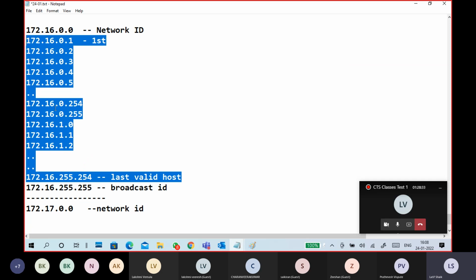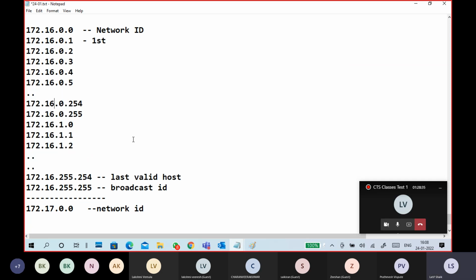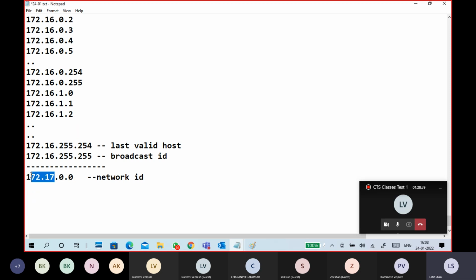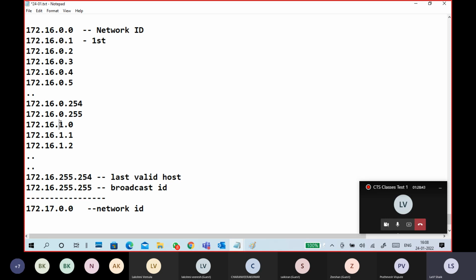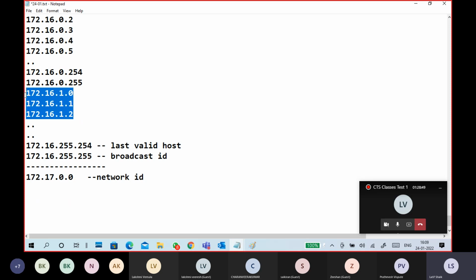So which one is constant? 172.16 is constant for the entire network. So whenever the change occurs, then only it is a different network. So like this, this is the same network only. They can communicate with each other.